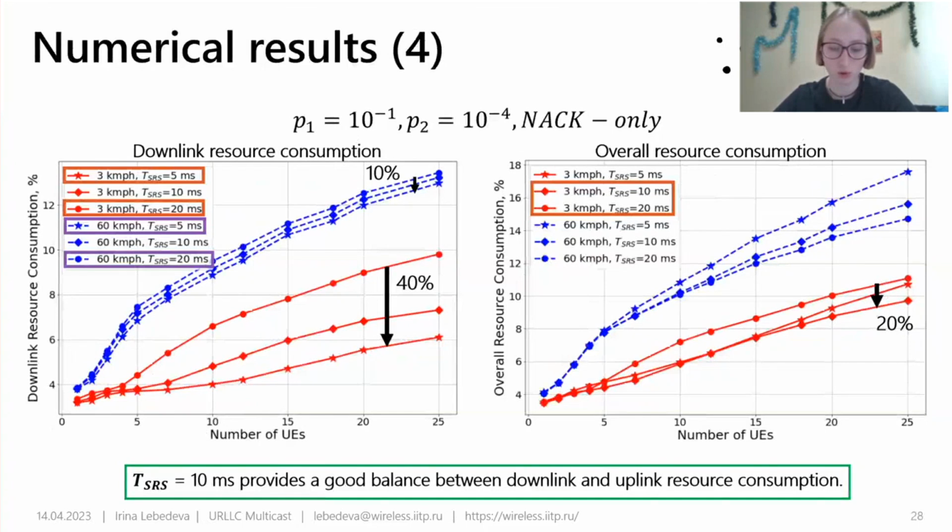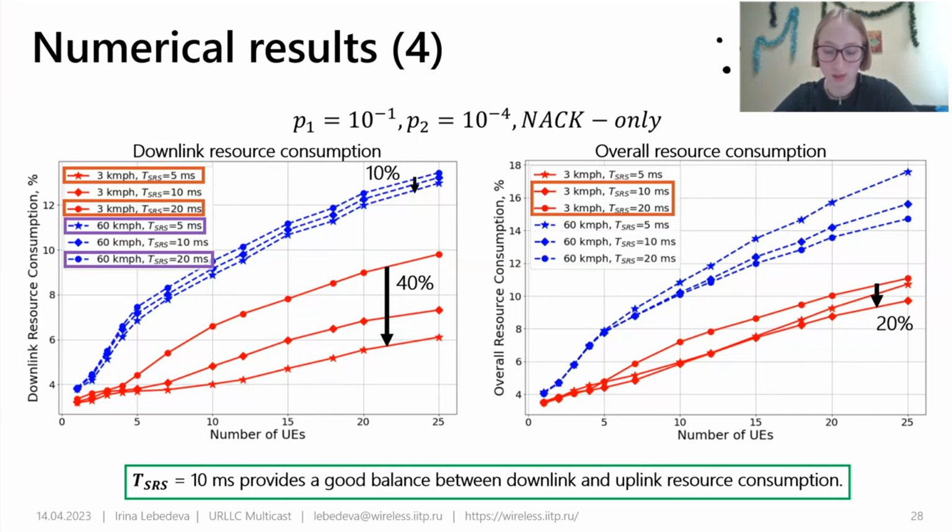In the second set of plots for URLLC, we show the influence of the UE's mobility and period of SRS on the performance. Consider the case with the NACK-only feedback scheme, where the target BLER for the first transmission equals 0.1. Note that a lower SRS period significantly, up to 40%, reduces downlink resource consumption for 3 kilometers per hour UE mobility.